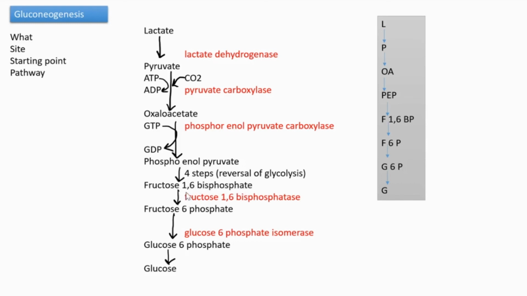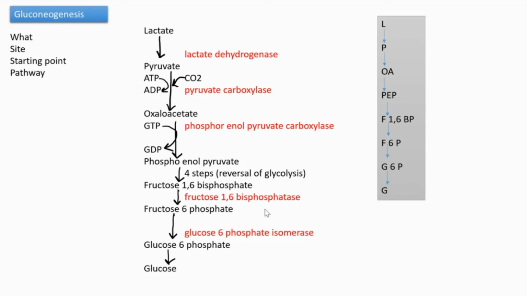In that way, the phosphoenol pyruvate, as a result of the four-step conversion, becomes fructose 1,6 bisphosphate. This fructose 1,6 bisphosphate is converted to fructose 6 phosphate. That means one phosphate is removed with the help of the enzyme fructose 1,6 bisphosphatase.